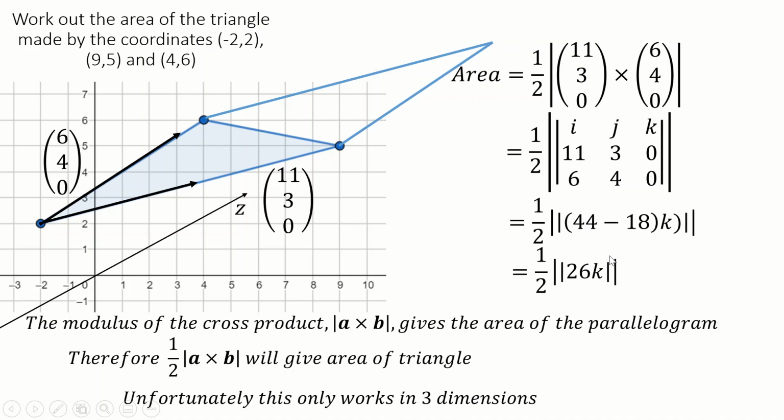44 minus 18 is 26. Of course, the modulus of 26k is just 26, and the modulus or absolute value of 26 is just 26. Halved is of course 13, so we arrive nicely at our answer.